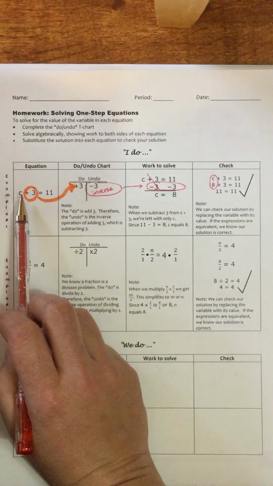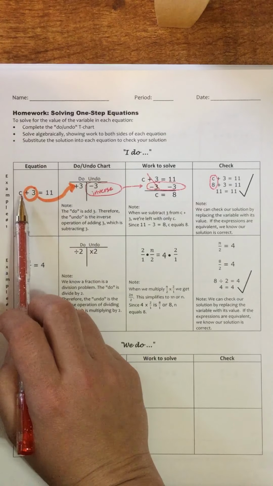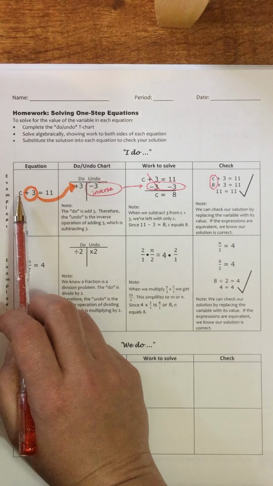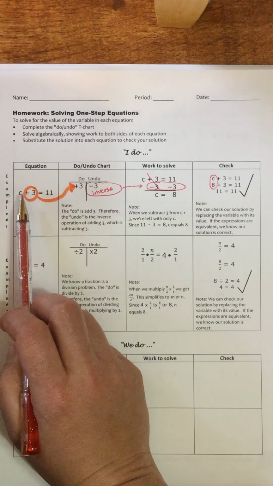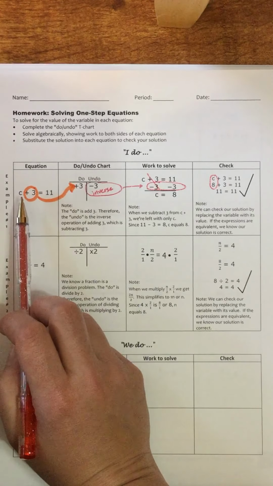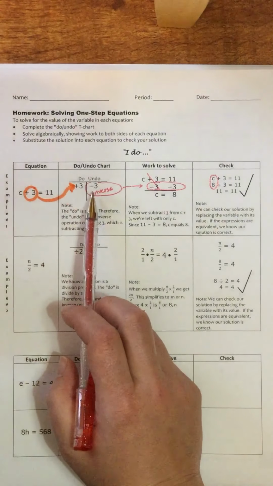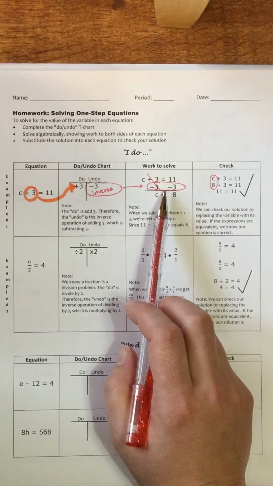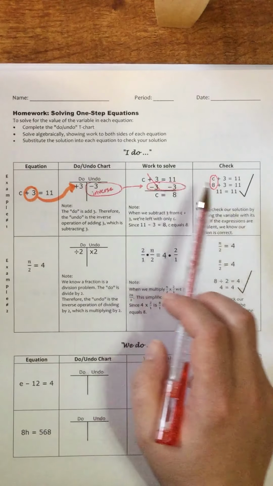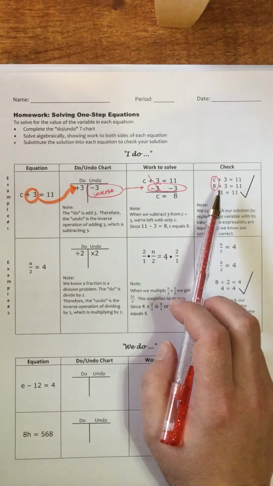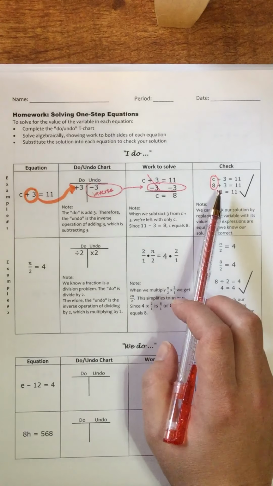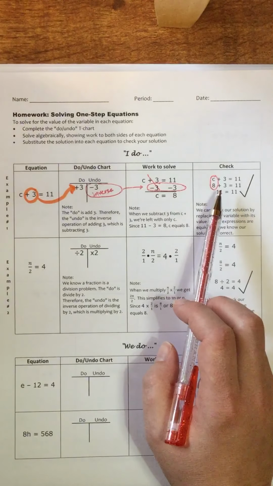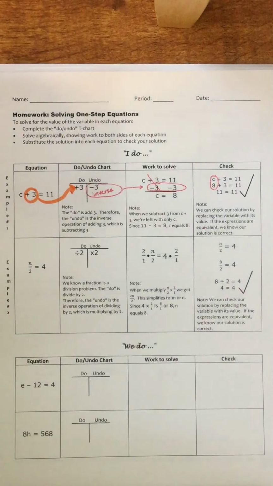Even though this might have been something that you could do using mental math, we're really not interested in you saying, oh, the c is equal to 8. We are interested in your plan. We're interested in the algebra notation that you're going to be using and the checking work. We're just picking easier equations to practice our algebra skills on for the first time.